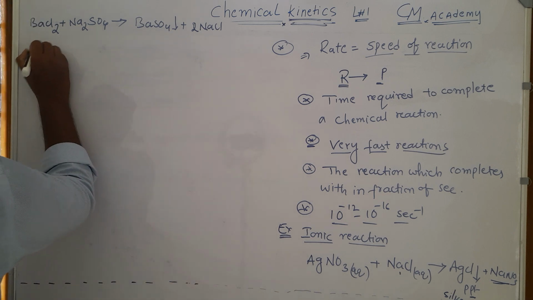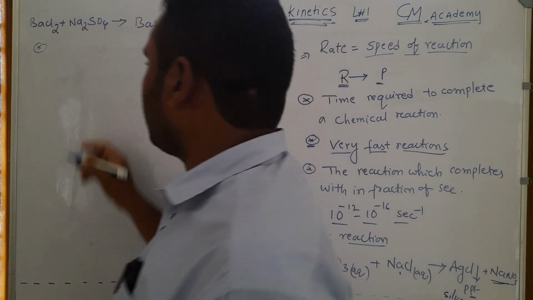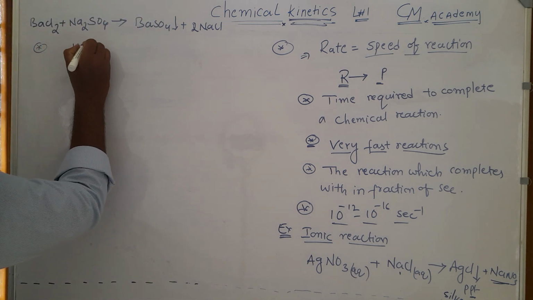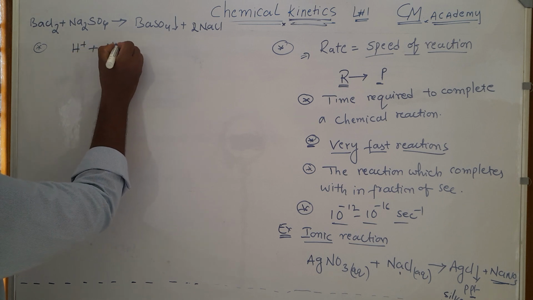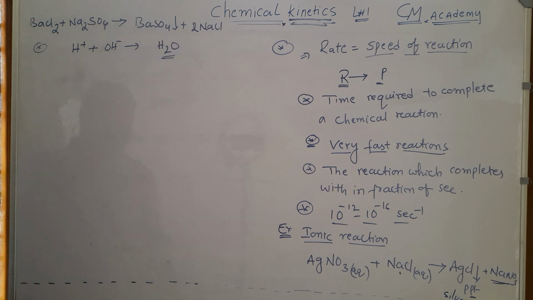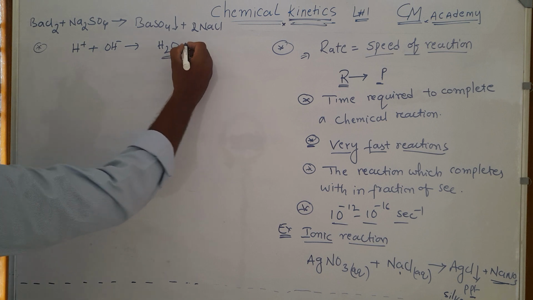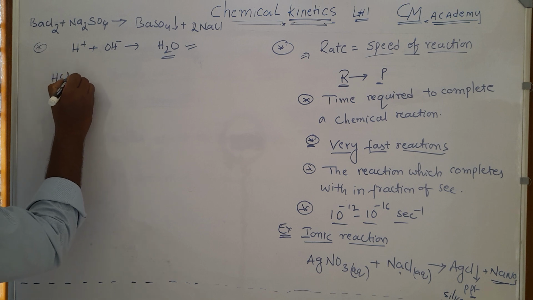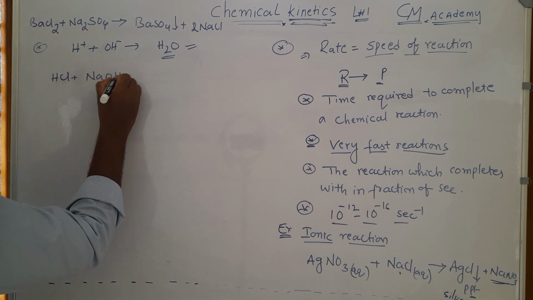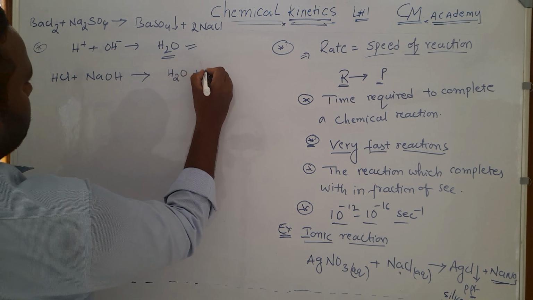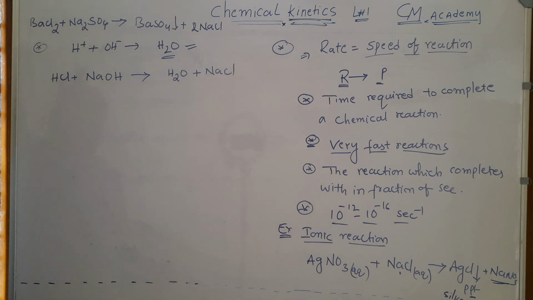Next, coming to neutralization reactions. Neutralization reactions are also very fast reactions. Neutralization means acid, which indicates H plus, and OH minus, which indicates base. They are going to give salt plus water. Such types of reactions are called neutralization reactions. For example, HCl plus NaOH gives rise to H2O plus NaCl, salt plus water. So all these reactions are very fast reactions.